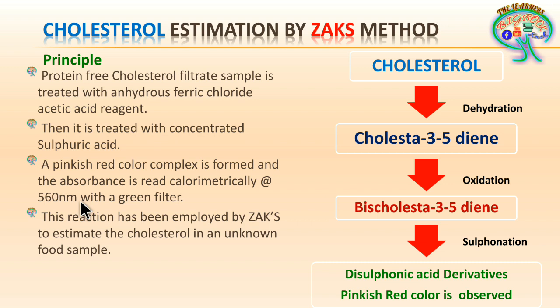In some procedures it is 520 or 540 also. Here we are following 560 nanometers under a green filter. With the help of the green filter, we measure the absorbance of this pinkish red color for this cholesterol estimation by Zaks method. This reaction was employed by Zaks, the inventor of this method, to estimate the cholesterol in an unknown food sample.